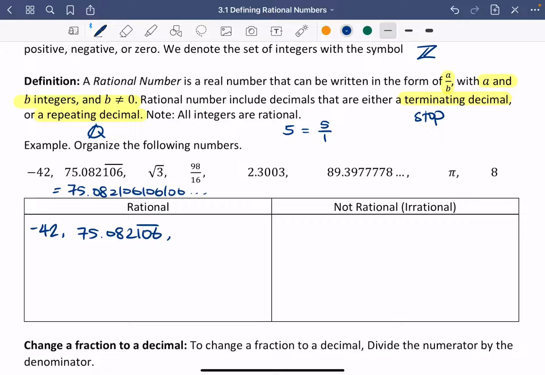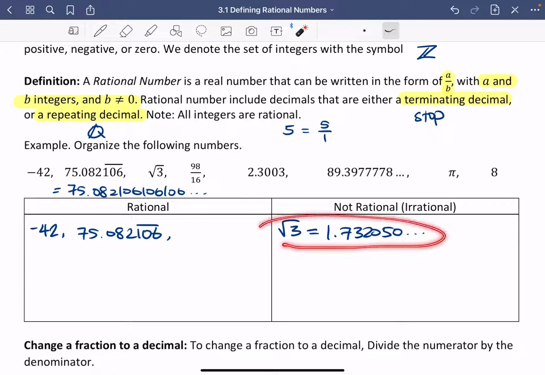Okay, and then root 3. Root 3 is not a rational number. The reason is that if you are trying to find its decimal answer, it's equal to 1.732050, etc. And it's a non-terminating decimal. It's not stopping, and you don't see any pattern here, do you? So it's not a repeating decimal. So it will be an irrational number.